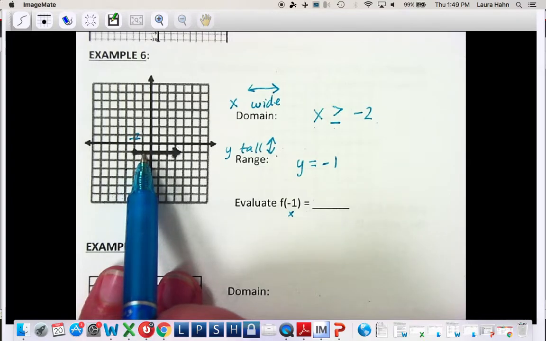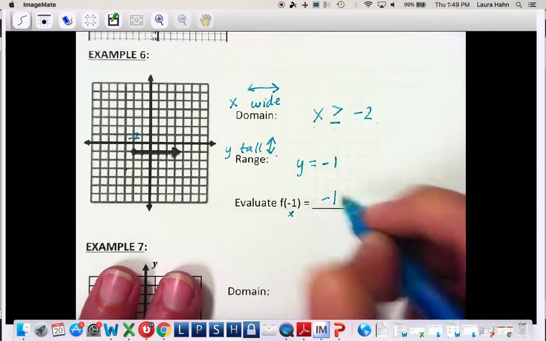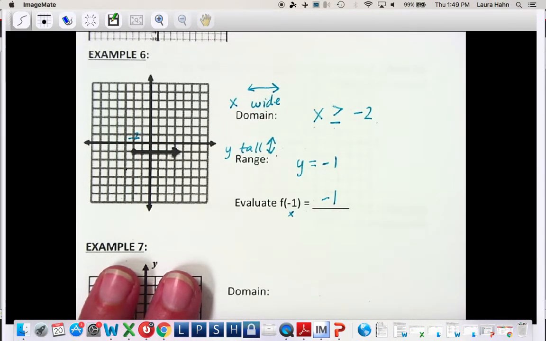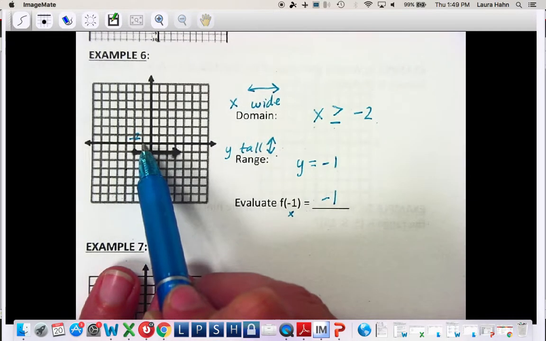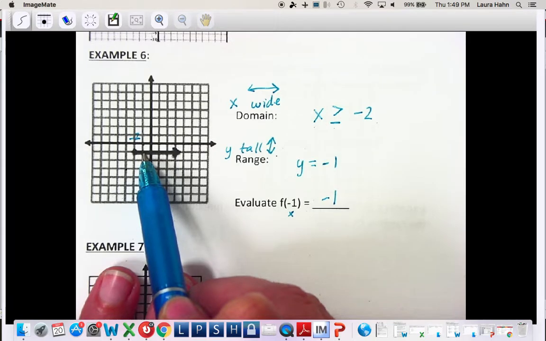Trace it to your graph. We need to find our y value. So what height is that? Well, that went down 1. So that'd be a -1. So when x is -1, our y is -1.